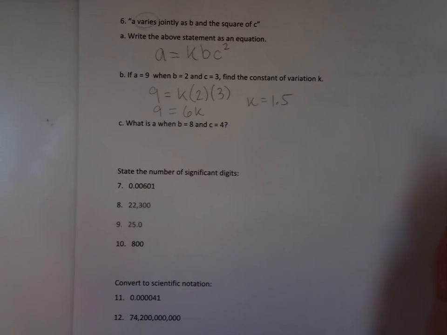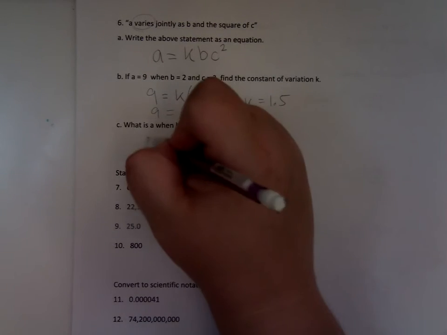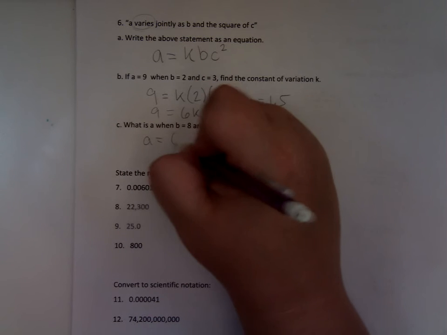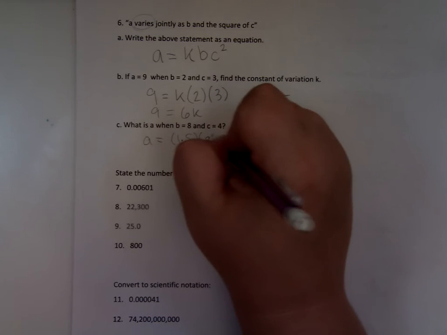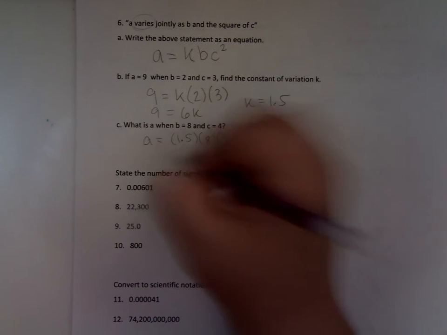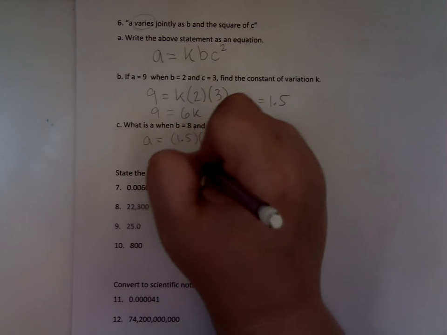And what is A when B is 8 and C is 4? So A is equal to 1.5 times 8 times 4. So that's going to be 48.